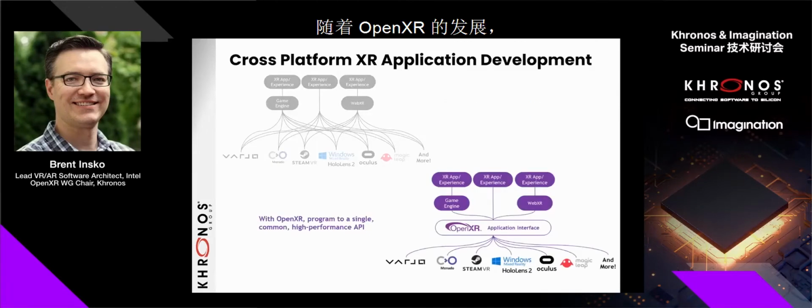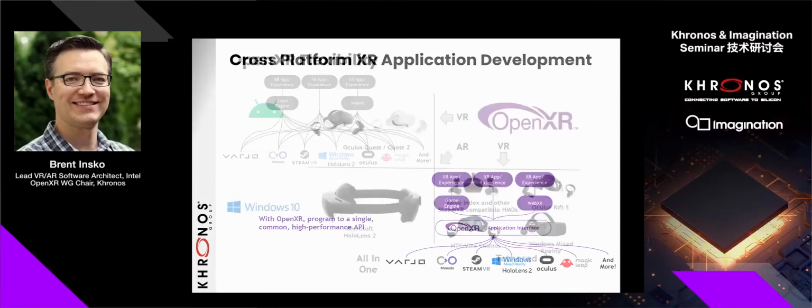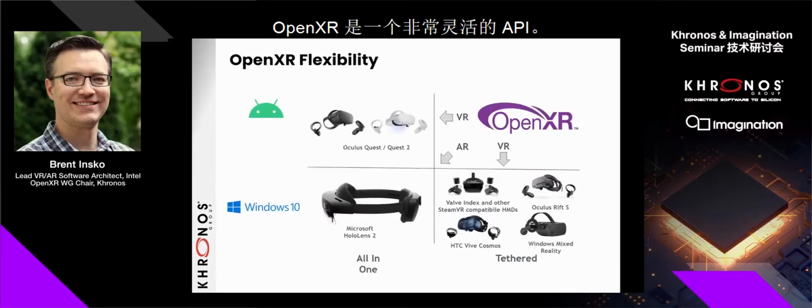With the development of OpenXR, application developers can now program to a single common high-performance API, which supports all the major VR platforms and some of the AR platforms. OpenXR is an extremely flexible API. It supports both AR and VR devices. It supports both devices tethered to a PC and all-in-one standalone devices. And it supports devices running different OSs from Android to Windows.